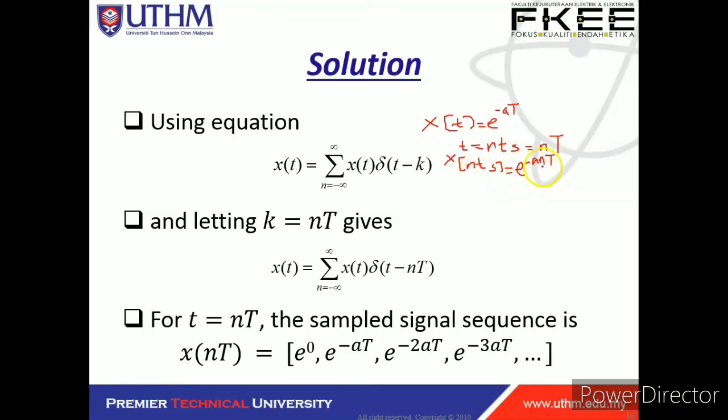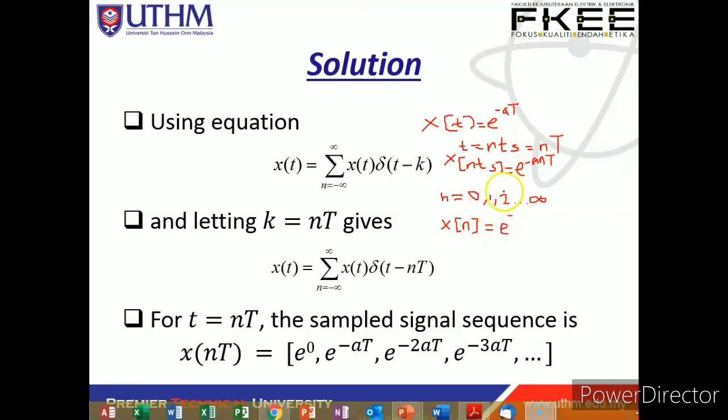We need to change the value of n. For example, if we consider the case for the causal, for n equals to 0 until infinite. Okay, so for this case, we will have the discrete signal x(n). So x(nTs) will equal to x(n). So this one will be equals to exponent. We need to change the value of n for n equals to 0 until infinite.